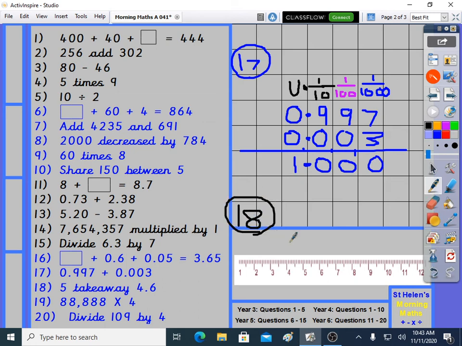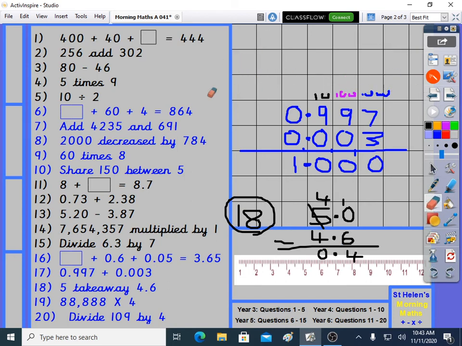18. What's this? 5 take away 4.6. 5 is bigger than 4.6. The answer will be, my head tells me, 0.4. Let's see what happens. 0.4. And we go to question 19.